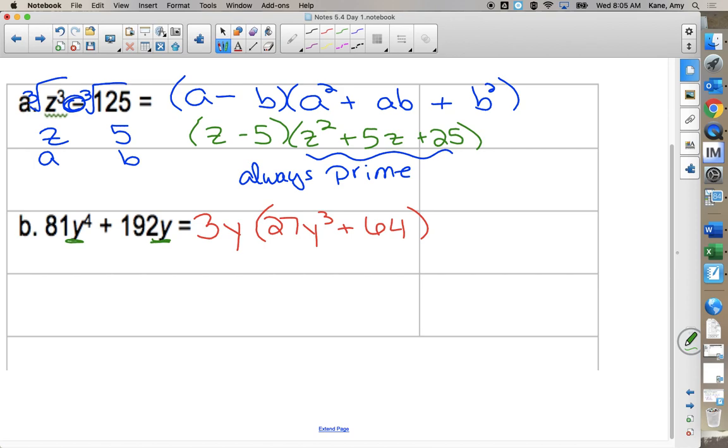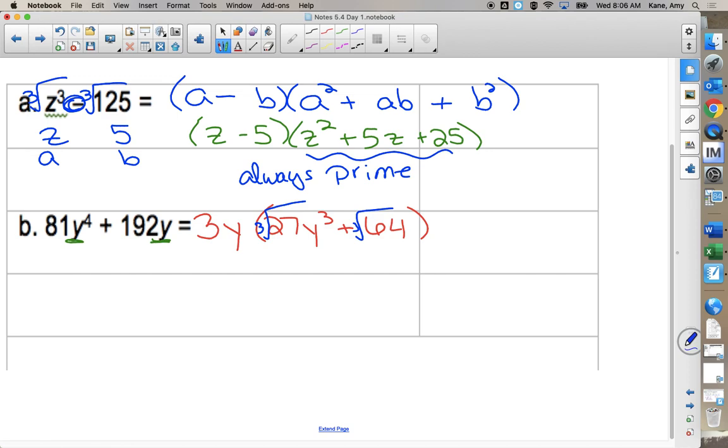So the next step, then, we have to think about their perfect cubes. So we're taking the cube root of 27 and the cube root of 64. The plus sign has no bearing on the number. That plus sign helps us factor with the pattern then.